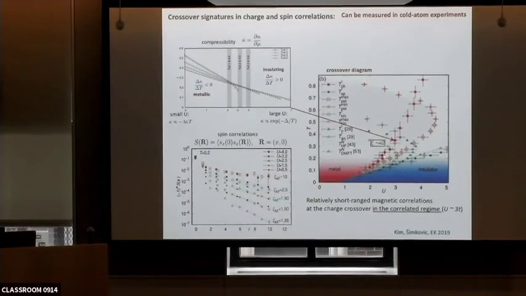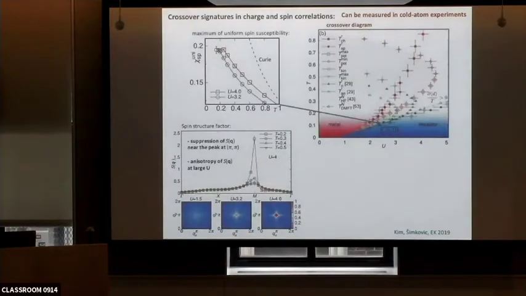In fact, if we consider the crossover at lower temperatures and lower U values, then the magnetic correlation length at which the crossover happens becomes progressively longer and longer, corresponding to the physics becoming more and more mean field like. Right.